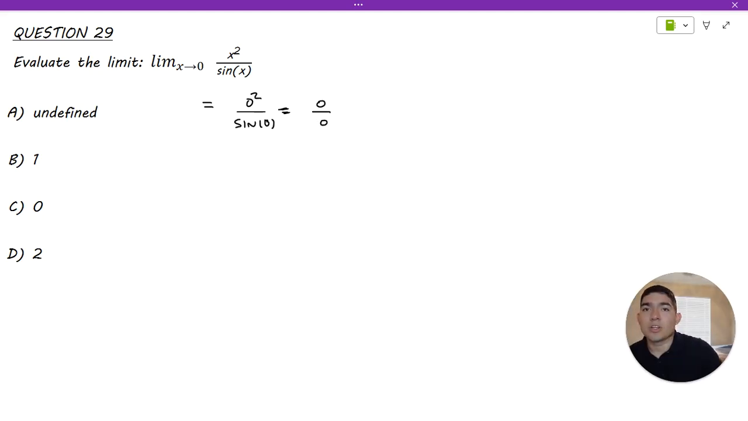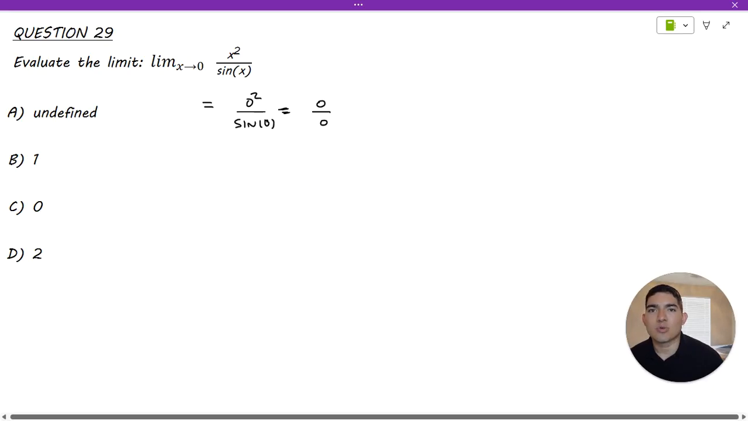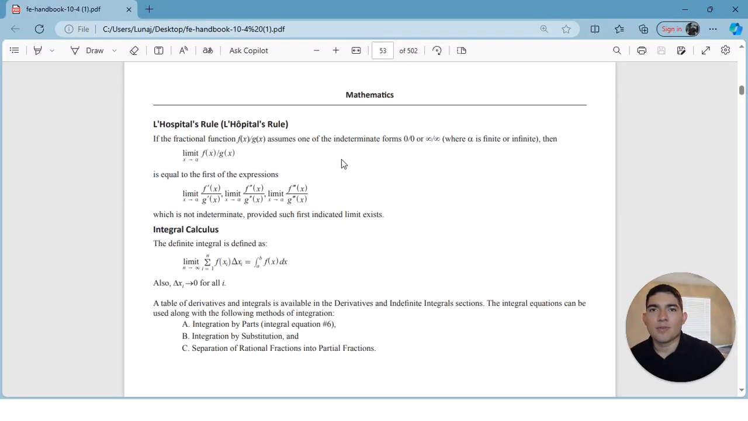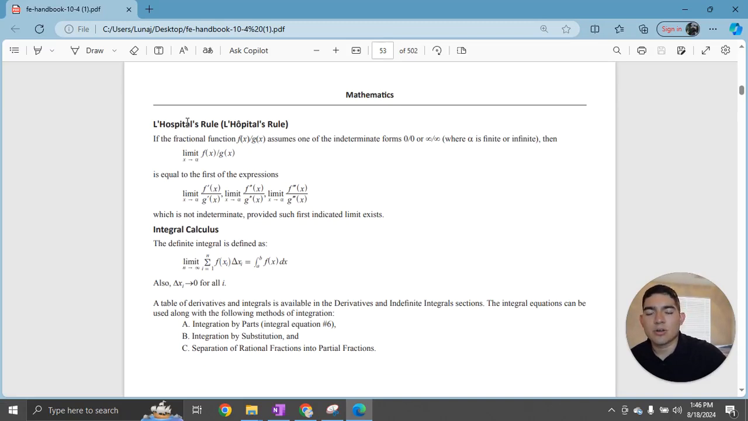Now this is where L'Hopital's rule comes in. L'Hopital's rule is a technique that we can use when the limit of a fraction like the one we have here gives us an indeterminate form, either 0 over 0 or infinity over infinity. Over on the FE reference manual, we actually have a section on L'Hopital's rule. It's on page 47. So here it says if a fractional function assumes an indeterminate form, which is one of these two, the limit will then be equal to one of these expressions.